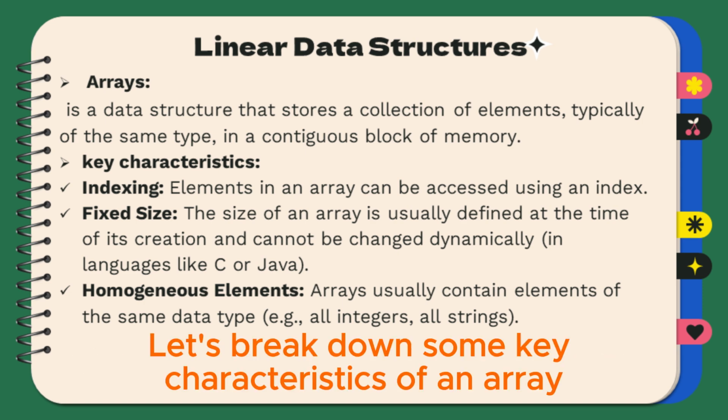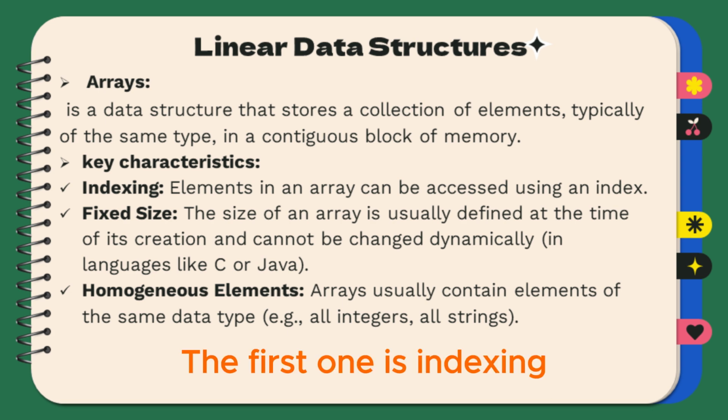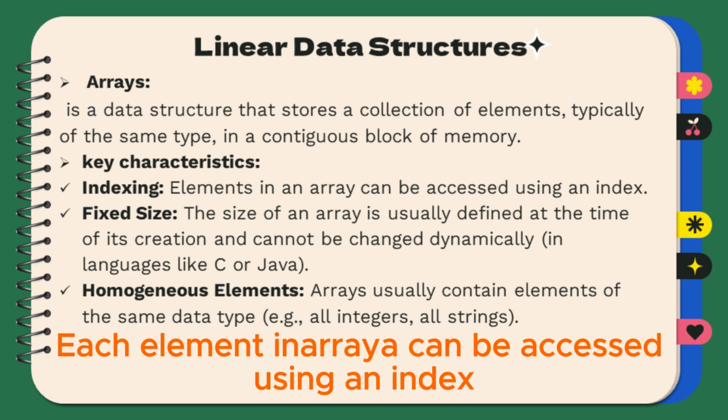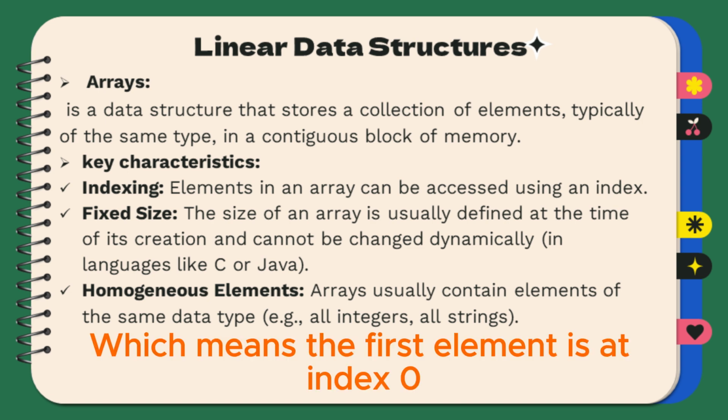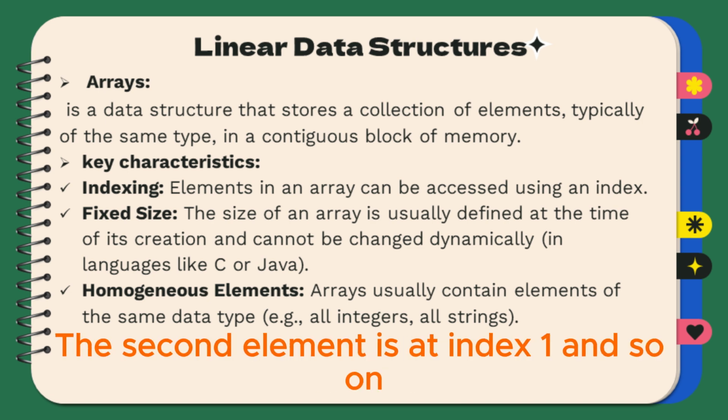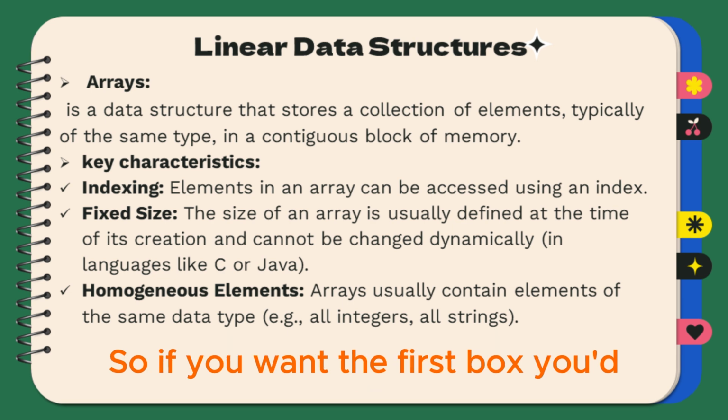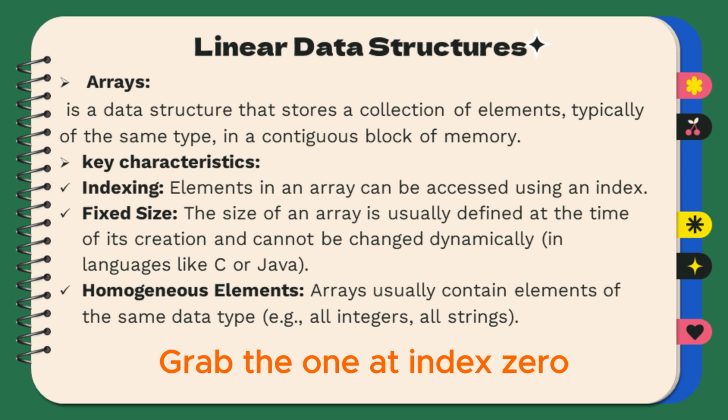Let's break down some key characteristics of an array. The first one is indexing. Each element in an array can be accessed using an index. Most programming languages use zero-based indexing, which means the first element is at index 0, the second element is at index 1, and so on. So, if you want the first box, you would grab the one at index 0.